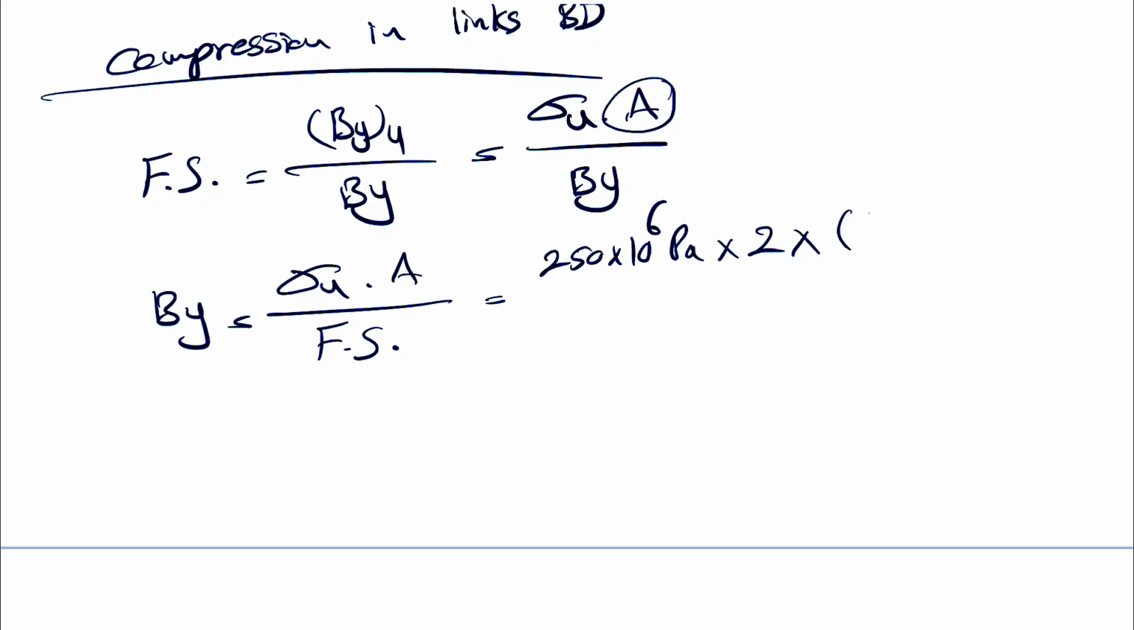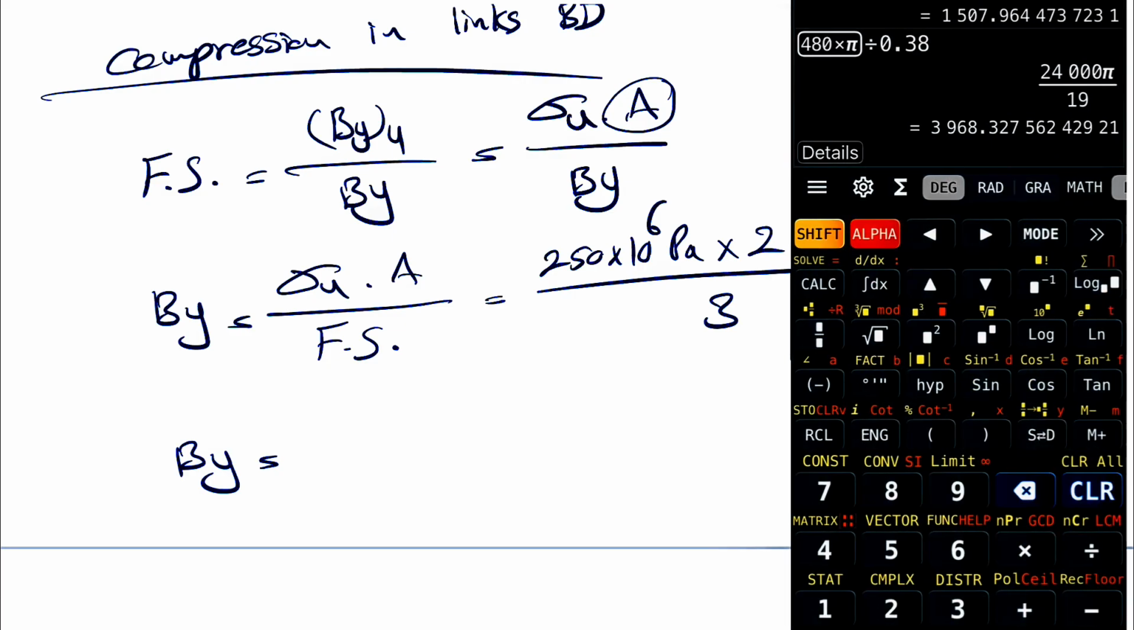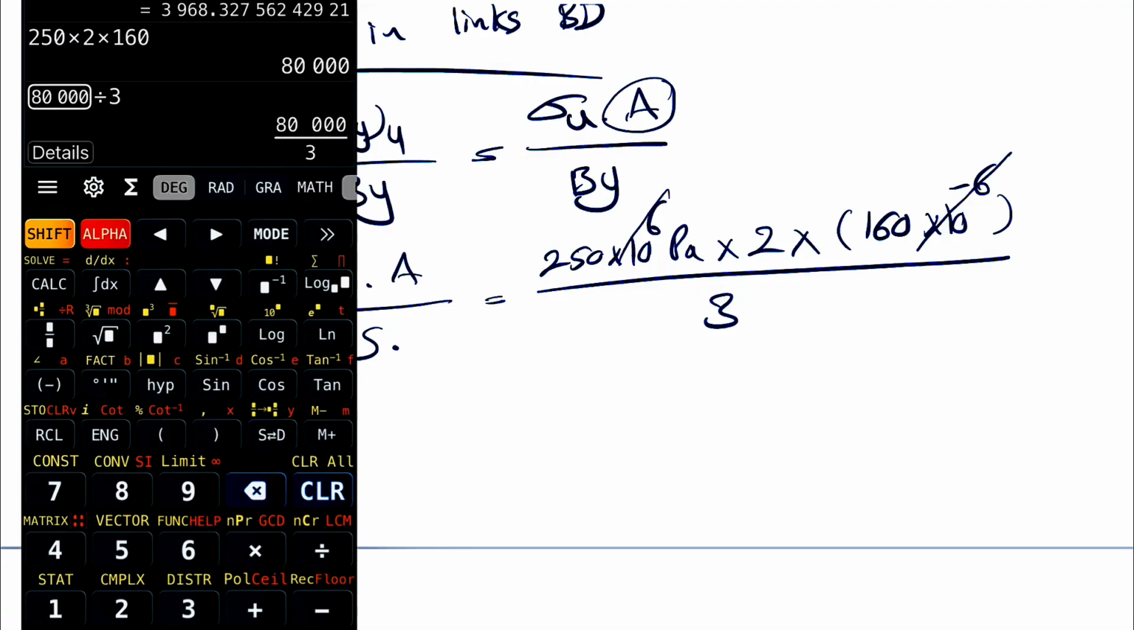It was 20 by 8. So we have 20 times 8, which will be 160. And since that's in millimeter, we're going to do 10 to the minus 6 to get it in meter. And we're going to divide that by 3. And that's going to give us the By. Let's calculate that. So 250 times 10 to the 6. Actually, these two will be canceled out, so we don't even need to multiply by that. Times 2 times 160 divided by 3.